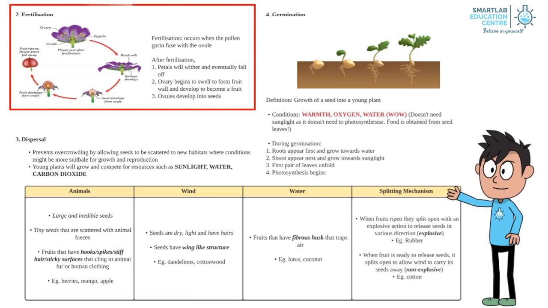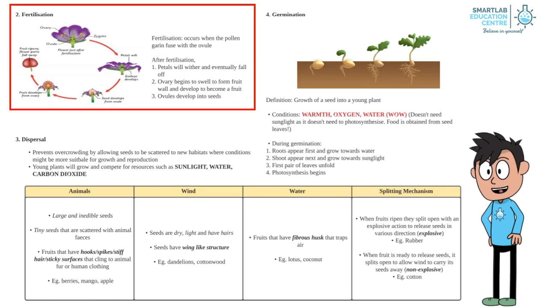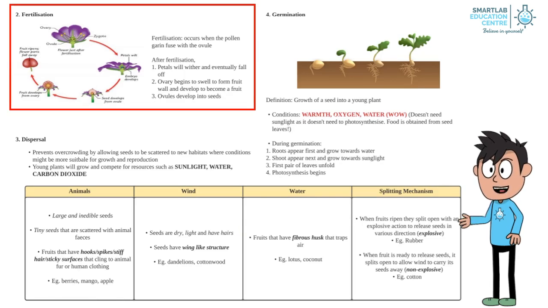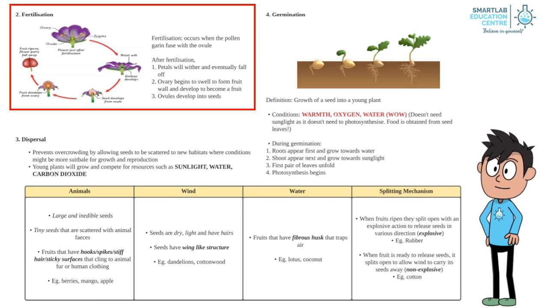Fertilization. It occurs when the male sex cell from the pollen grain fuses with the ovule. After fertilization, the petals will start to wither and eventually fall. The ovary begins to swell to form a fruit wall, which develops to become a fruit. The ovules develop into seeds.